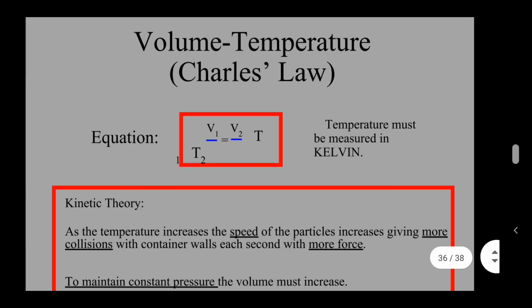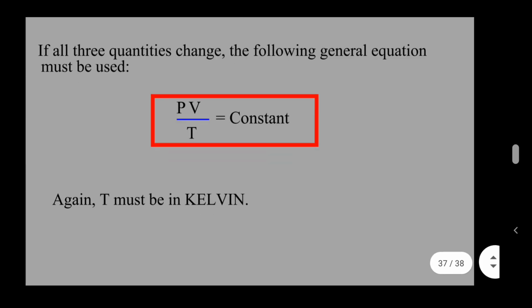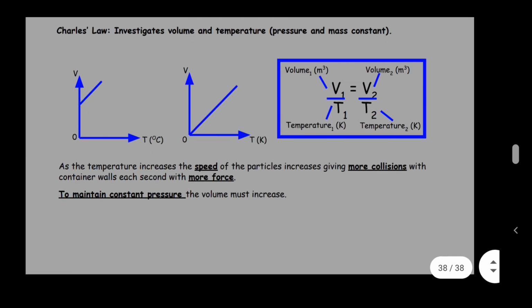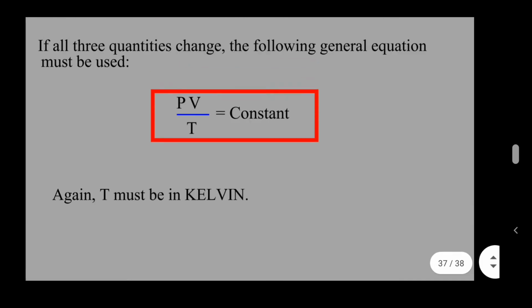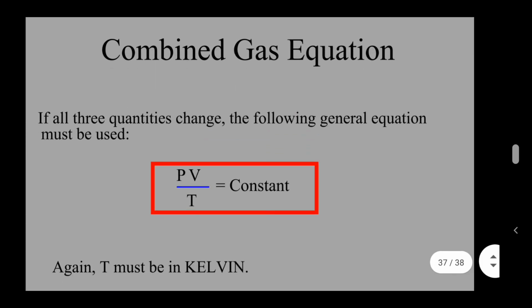So again, the format's not great, so I might just go to the very bottom one. Actually, yeah, there we go. V1 over T1 equals V2 over T2. That's extremely important. V1 over T1 equals V2 over T2. So if you have something that only has volume and temperature, then you would have to use this equation here. Okay? Now, this is the final equation, which is PV over T equals constant.